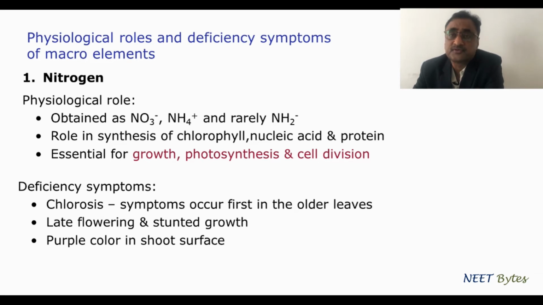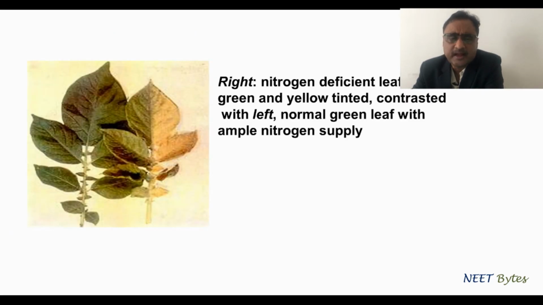So as a result of deficiency, what happens? There is going to be late flowering, stunted growth, and purple color on the shoot surface. So these are some of the features. Okay, have a look at this plant.